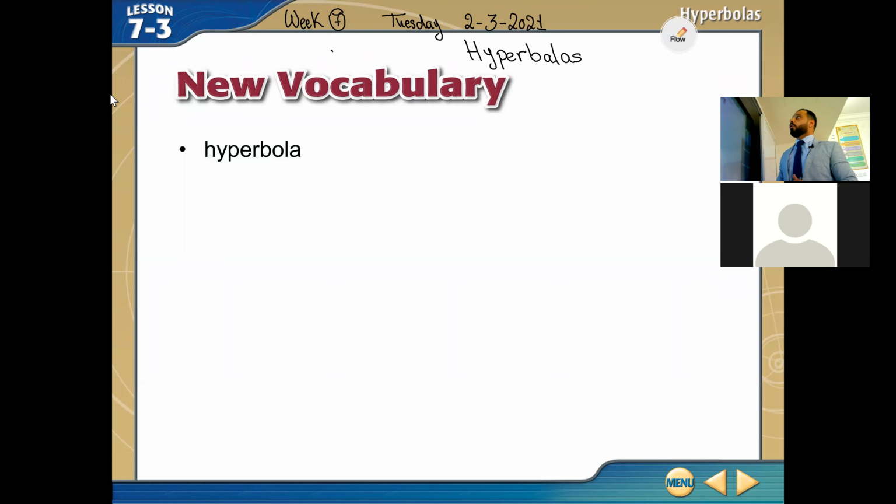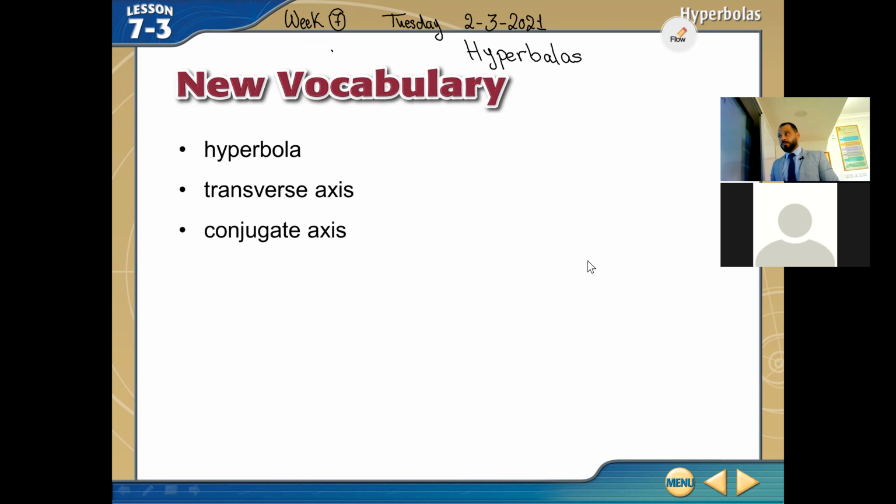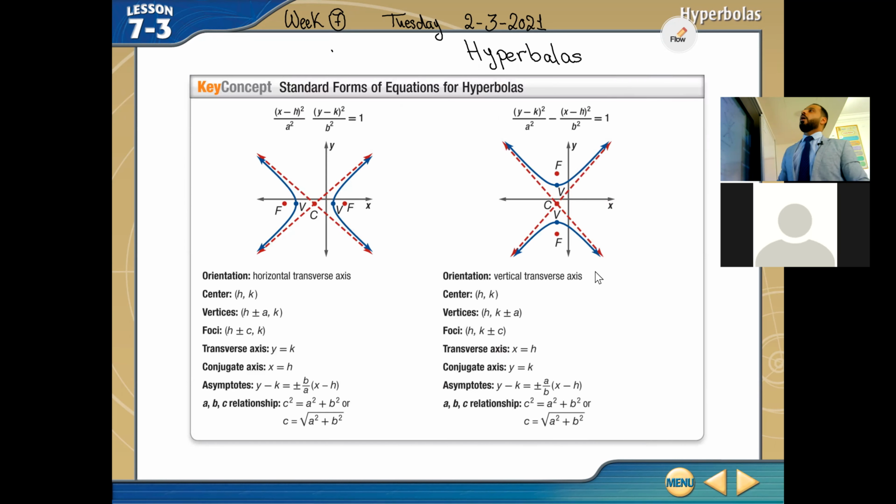The first concept, or the first vocab with us, is hyperbola, and the second will be transverse axis, and the third will be conjugate axis. Let's start our key concept. As you know, this is one of the slides that repeated with parabola, ellipse, and then hyperbola. We start with the standard form of the equation of the hyperbola.